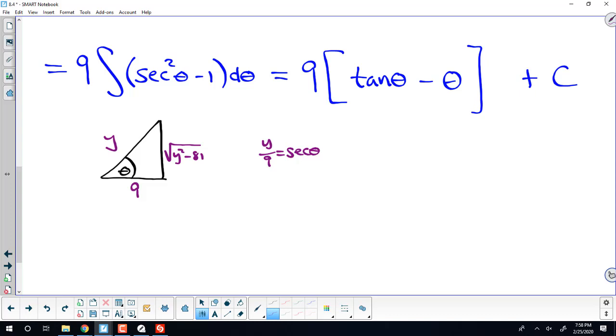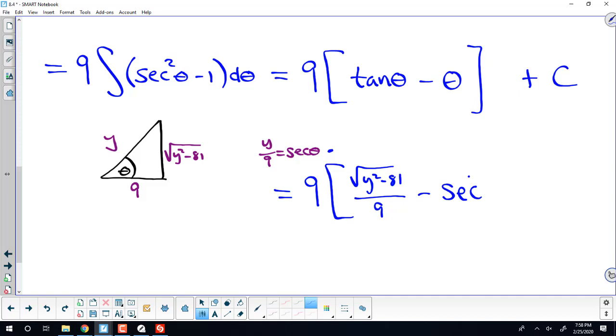Okay, so we have 9 times the tangent of theta, minus theta. Theta now is the inverse secant of y over 9. That's pretty much it.